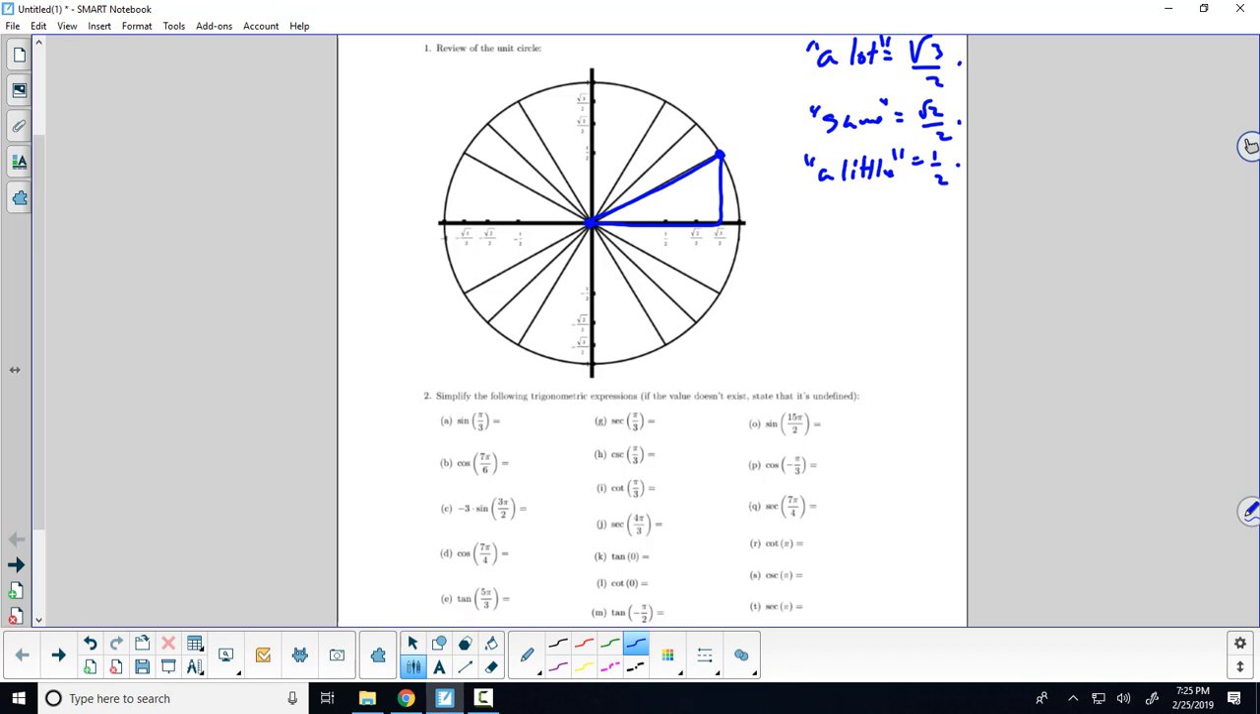Okay? So if I start at the center, how do I get from here to here? Well, I'm going to go along the x-axis. How far am I going to go along the x-axis? I'm going to go a lot. Then what am I going to do? I'm going to go up the y-axis. How far am I going to go up the y-axis? A little. So what is this ordered pair right here? It's the square root of 3 over 2, comma, 1/2. Okay? Let me do another one.